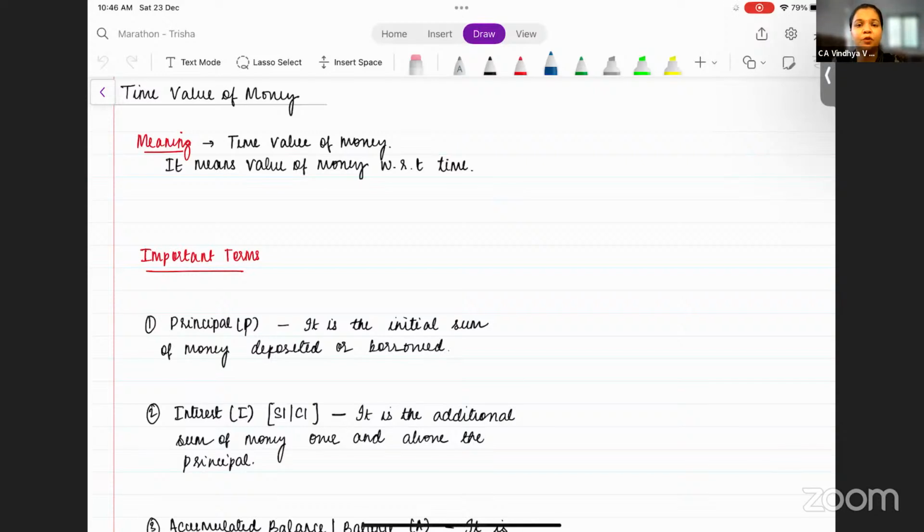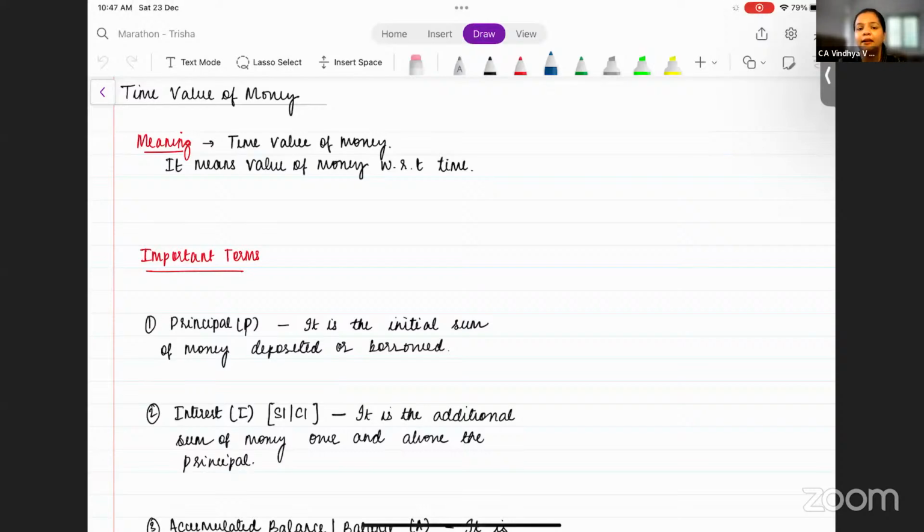Please listen carefully. This is one of the most important chapters for you from the point of view of examination. Around 14 marks out of 40 is asked from this chapter in every attempt. So you know how important it is from the exam point of view.